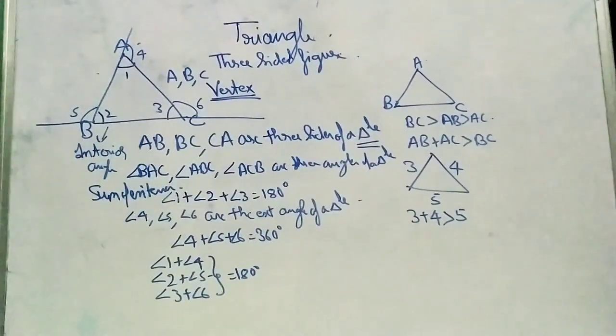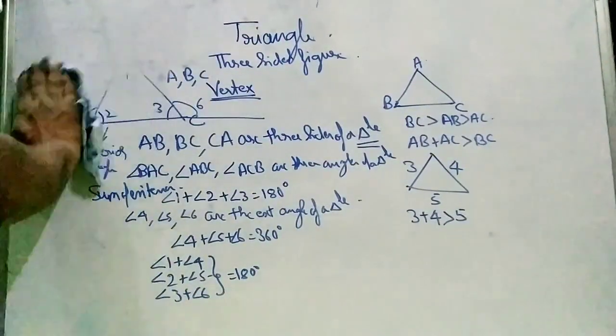Now, there are mainly 4 types of triangles. Number 1 is the scalene triangle. Number 2 is the right angle triangle, then the isosceles triangle and the equilateral triangle. So, now the types of triangles.